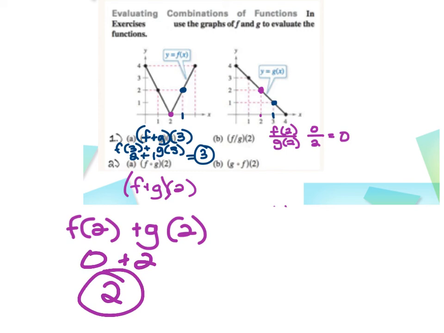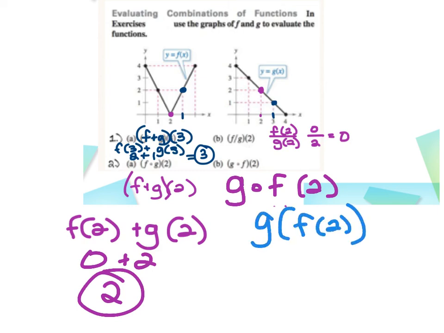And then B is your open dot. So this is g of f of 2, which means find out what f of 2 is, take that number, and find it of the g. So what did we say f of 2 was? We just found it. f of 2 is 0. So then g of 0 is 4.